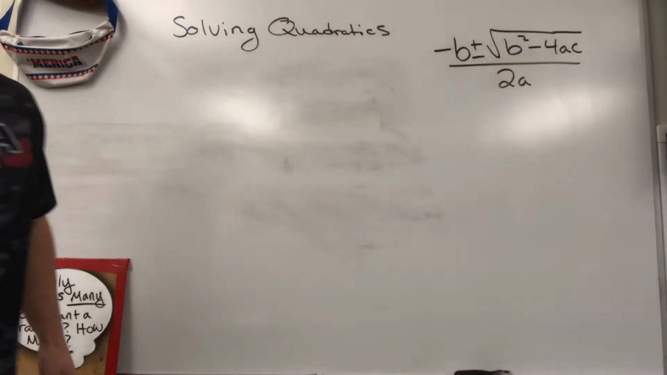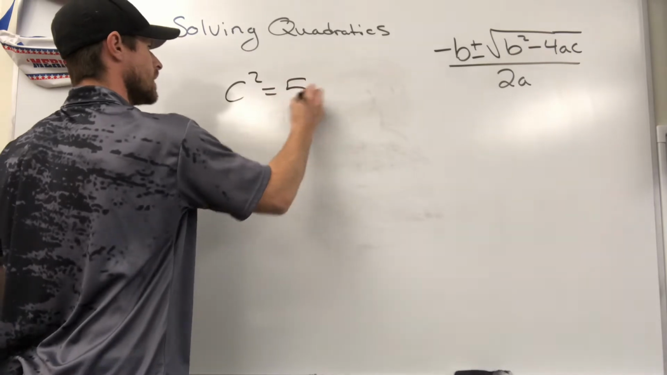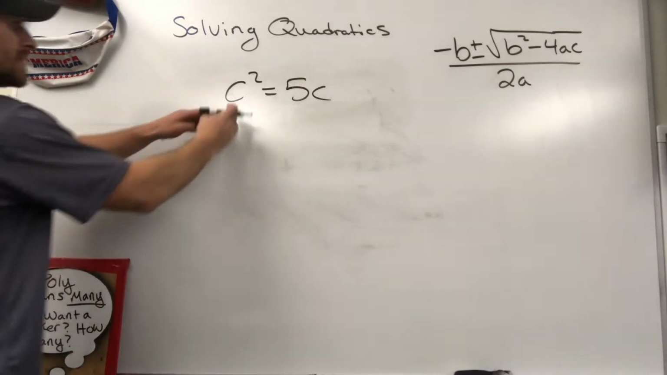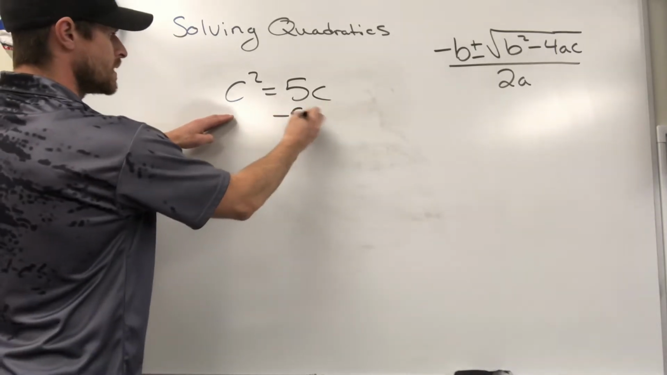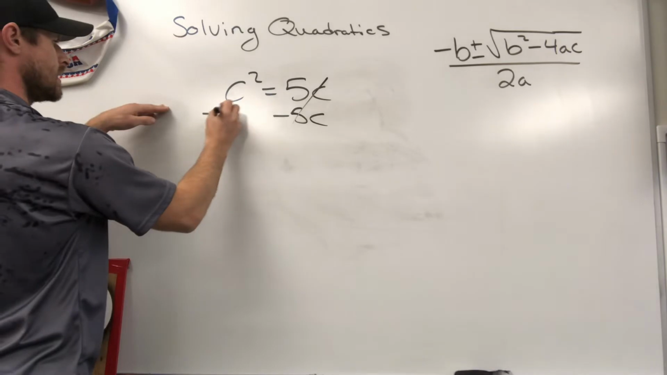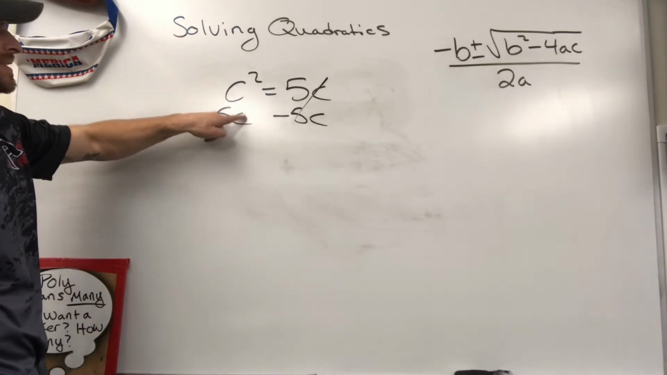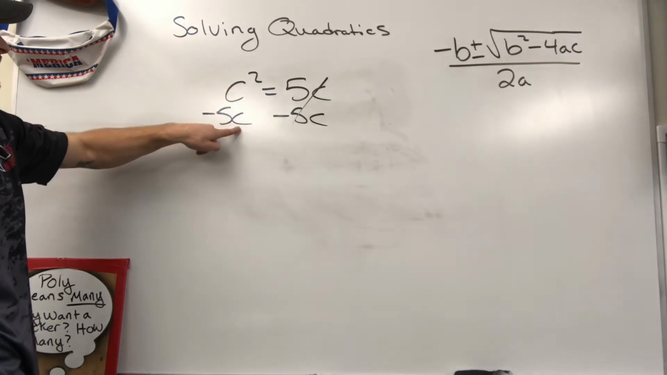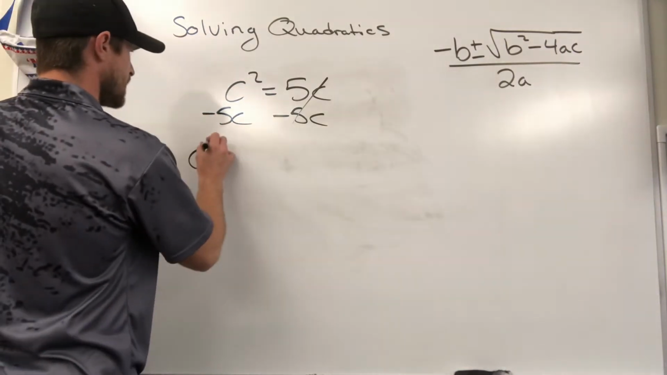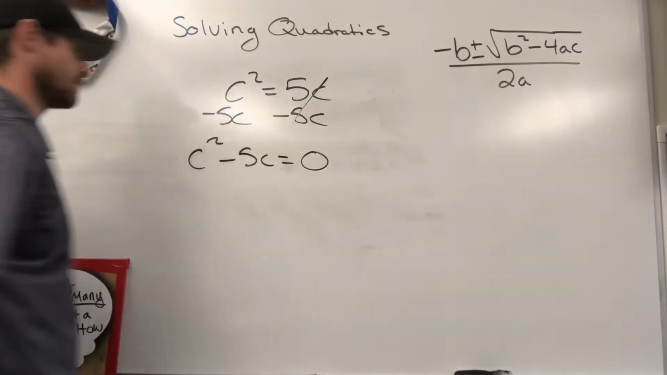All right, c squared equals 5c. We've got a quadratic, but it's not equal to 0. I want to move this 5c over to the other side. So I'm going to take 5c away from both sides. These are not like terms. Yes, they both have c, but this is a c squared term, and this one's just 5c. So we're going to keep these separate. c squared minus 5c equals 0.